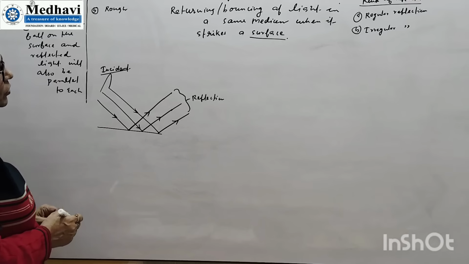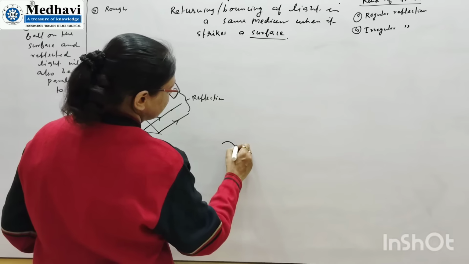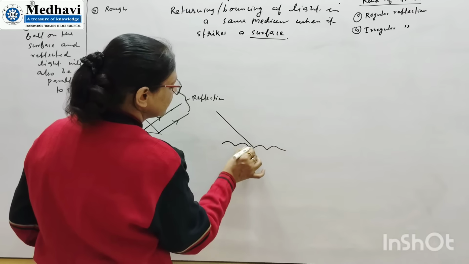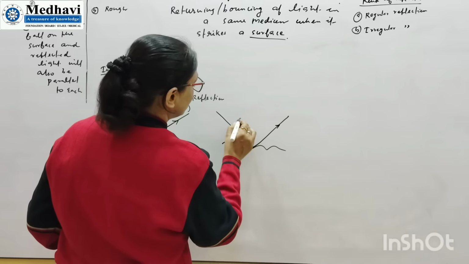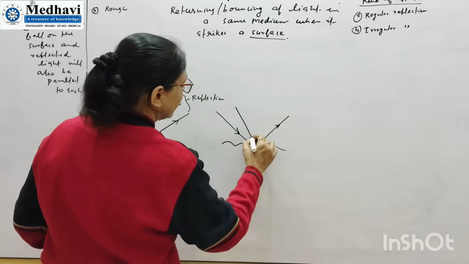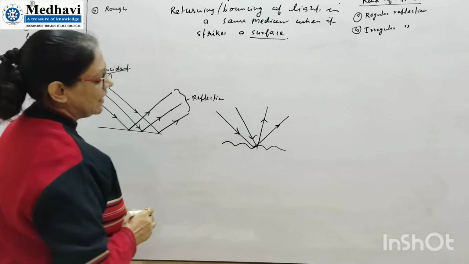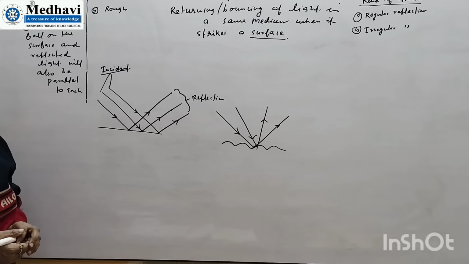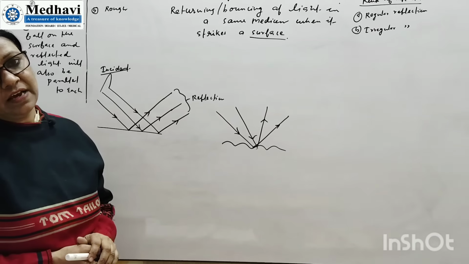But when we go to irregular reflection, here we use rough surfaces. So the light strikes, it will not bounce properly, and the reflected light will not be parallel to each other. This is irregular reflection.